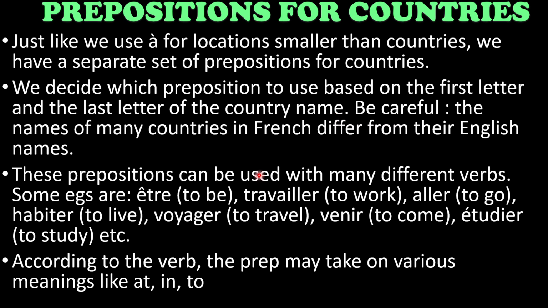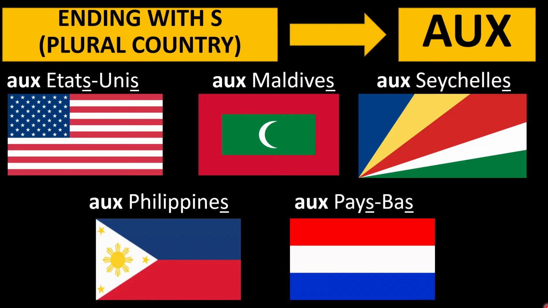So just like the preposition à, the prepositions for countries can be used with different verbs. It's not only that you have to say I am living here or I am going here. You can use it with I am working here, traveling, living, studying. You can use it with many different verbs. And according to that, the preposition takes on different meanings like at, in, and to. So let's look at the three rules which will help you decide which preposition to use for which countries.